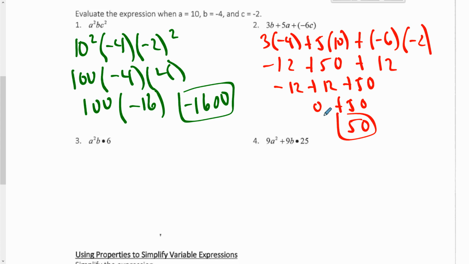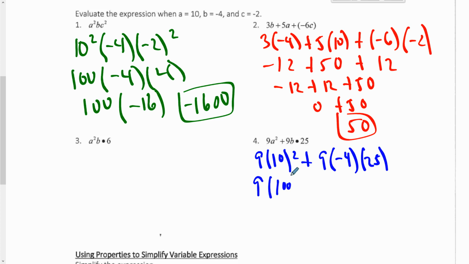I'm going to leave number 3 for you to try. I'm going to skip down and do number 4. So we have 9a squared plus 9b times 25. So I have 9. I plug in 10 for a, plus 9, plug in -4 for b, times 25. So I need to do exponents. So 10 times 10 is 100.